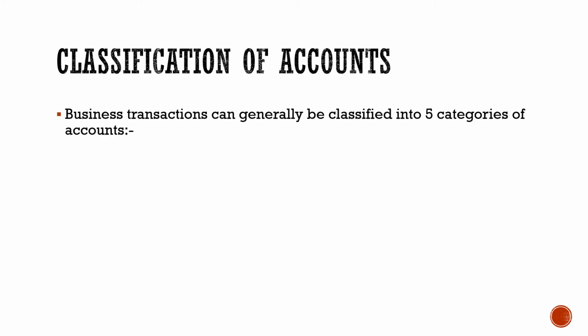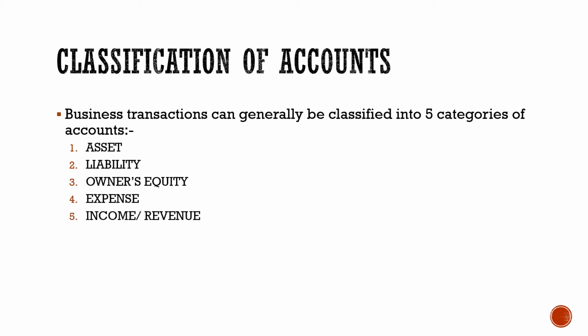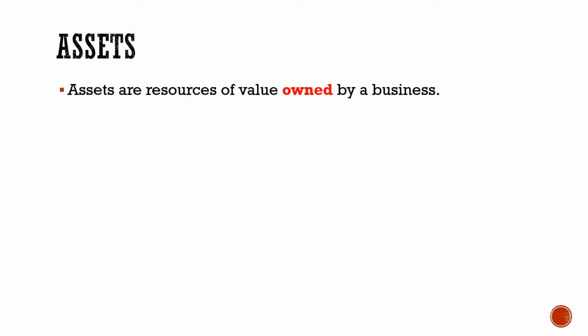Okay, so what are the types of accounts a business can have? So this brings us to the classifications of accounts. Business transactions can generally be classified into 5 categories of accounts. So they are number 1, assets, number 2, liabilities, number 3, owner's equity, number 4, expenses, and number 5, income or revenue.